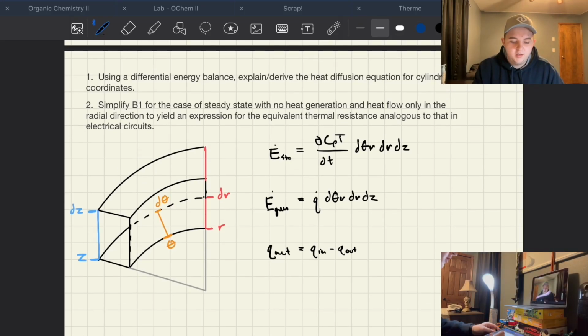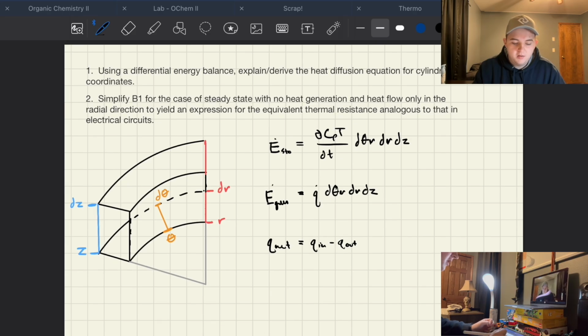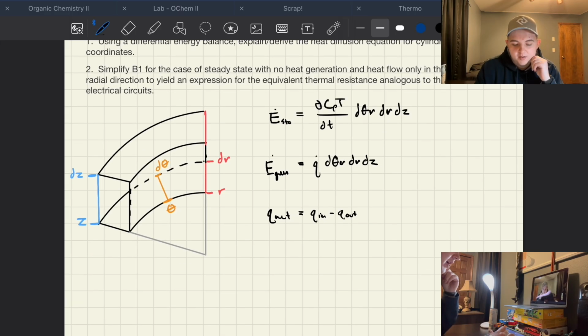Okay, we're going to start on homework 2, part 2. So the first question is, using differential energy balance, explain and derive the heat diffusion equation for cylindrical coordinates. I already started here with some of our diagrams.